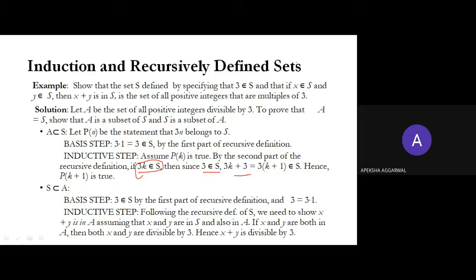So we want to prove that 3 times (k plus 1) also belongs to S. Because we know 3k already belongs to Pk, and 3 also belongs to that set of multiples, that means Pk plus 1 is true. We always start from the left hand side and keep putting values, and we say this assumption that Pk is true was correct. Okay? So this is clear. This is how we use mathematical induction.